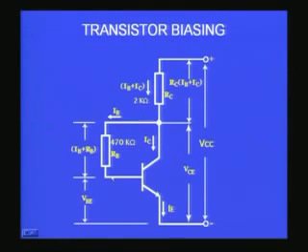And to get IB, what I have to do? VC minus VBE divided by RB. VBE is 0.7 for a silicon transistor. VC is the voltage at the collector, which is nothing but VCE.